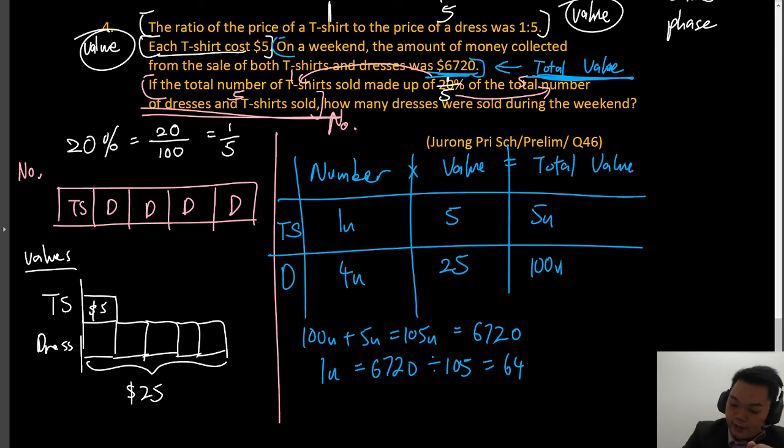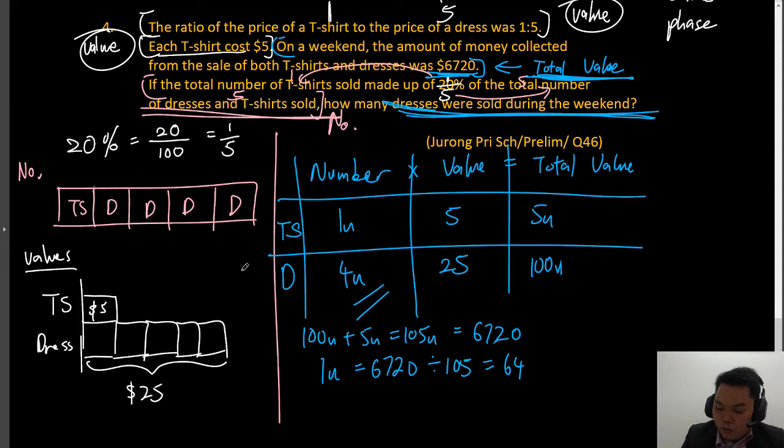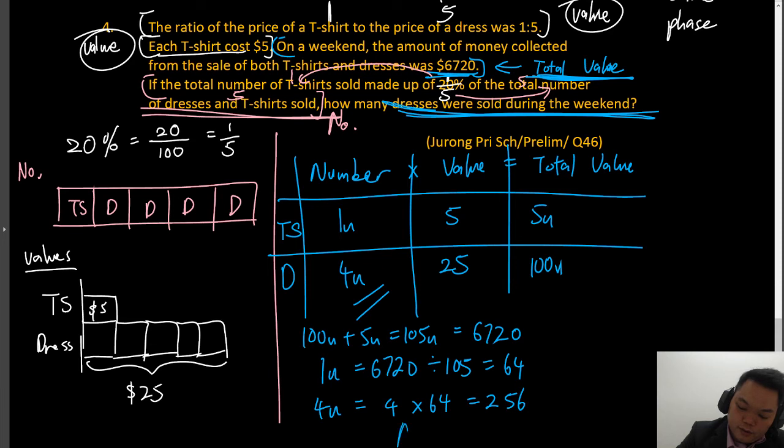Then we are to find how many dresses were sold during the weekend. So we look back at the table for the information. There will be 4 units of dresses that have been sold. 4 times 64 will give you 256. So the answer here is going to be 256.